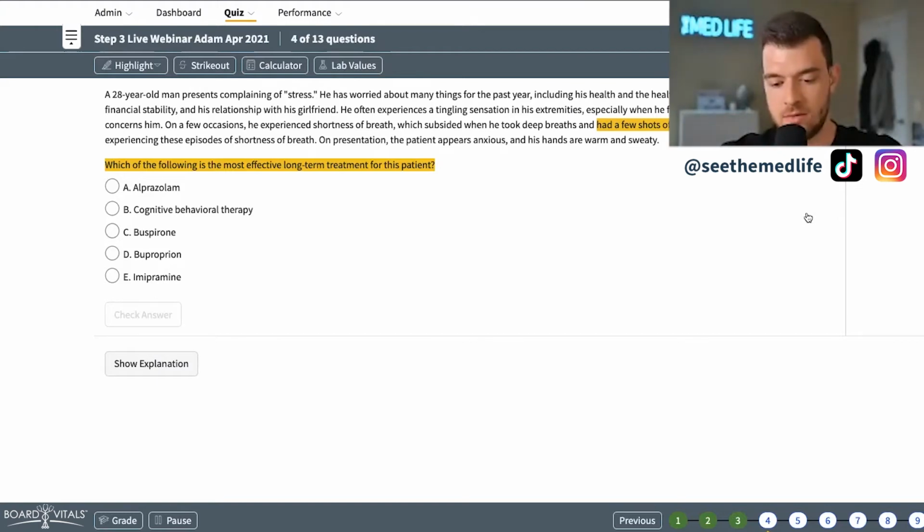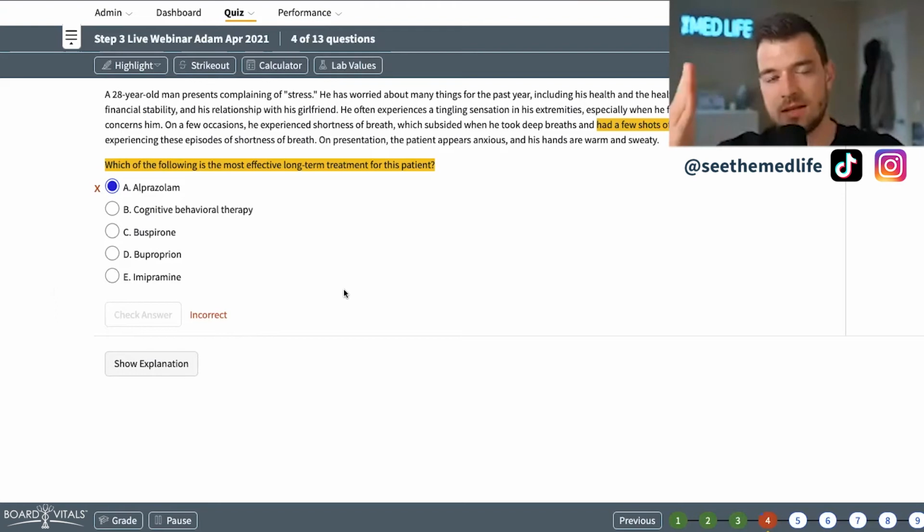Generalized anxiety. B, we have JB voting for cognitive behavioral therapy. Okay, good. So we'll have a little bit more discussion on this one. More folks have voted for alprazolam, so let's go ahead and put alprazolam for this one. And we will see that when we check that, it's actually going to be incorrect, and the reason being is that alprazolam is an abortive therapy for an acute anxiety attack, an acute panic attack.